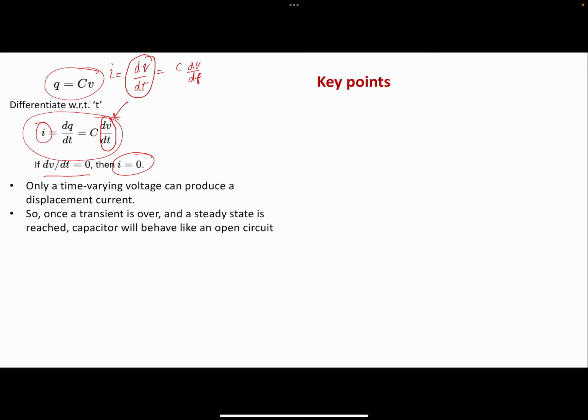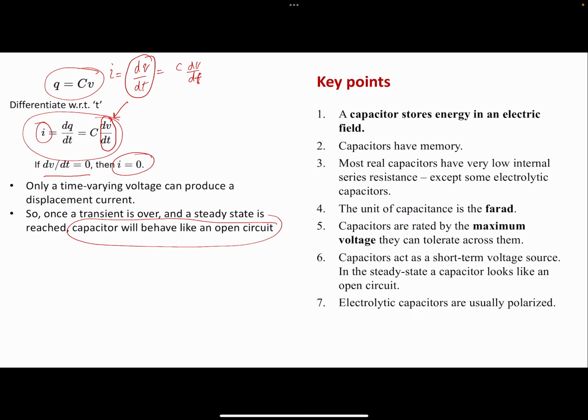This rate of change of voltage also produces a rate of change of charge accumulation on the capacitor, and that is why your current is positive. As soon as dV by dt becomes 0, dq by dt becomes 0, and the current becomes 0. Practically, your capacitor behaves like an open circuit. This is an important consideration, and we're going to talk about it a lot. So don't worry, this point will become clearer in the upcoming lectures.